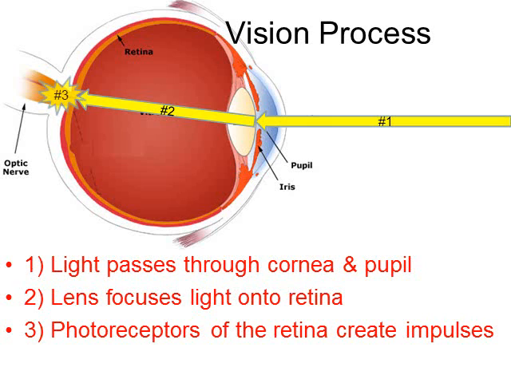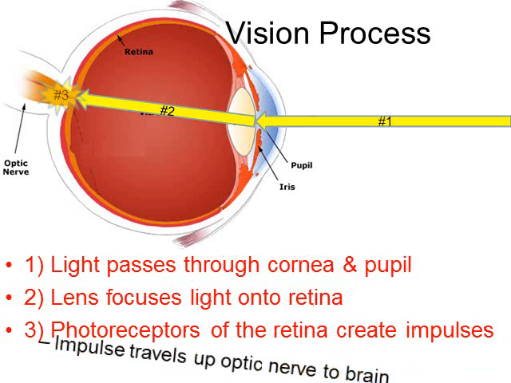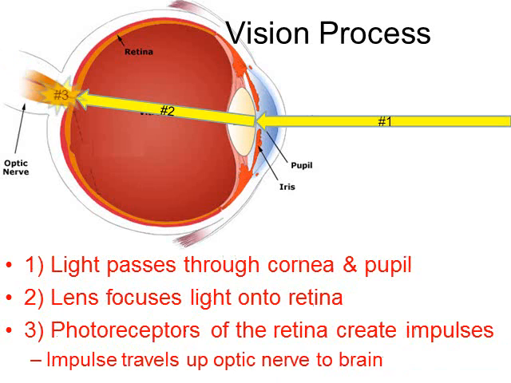In our animation here, step number 3, we have an action potential, an impulse, being created. Once the retina creates the impulse, that impulse will travel up the optic nerve, which leads directly into our brain. And our brain will interpret that as vision.